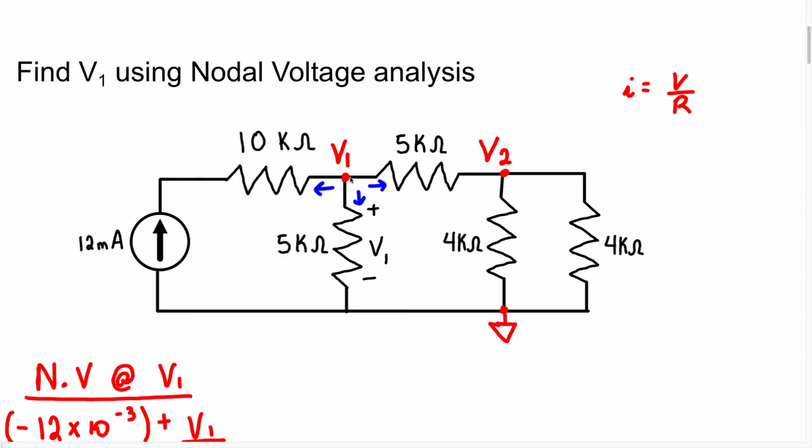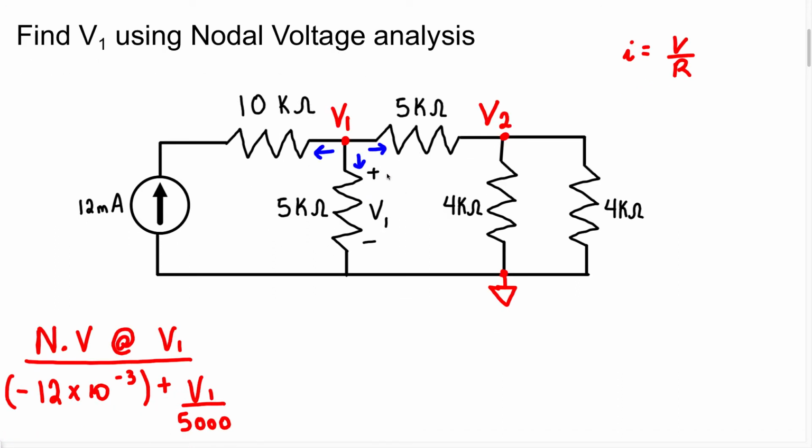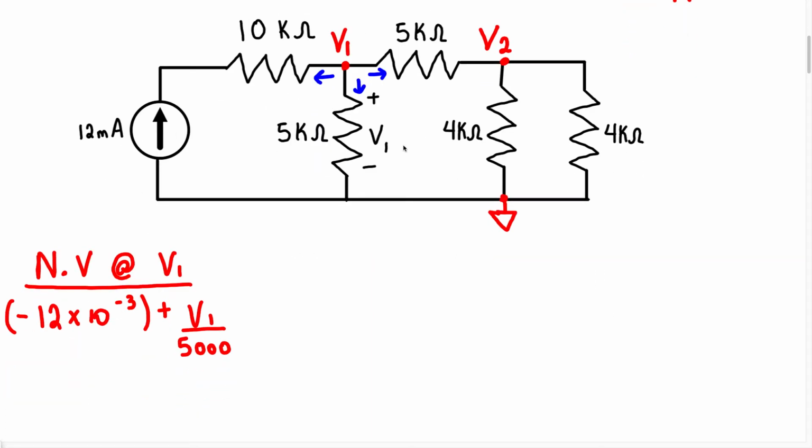Now we have a current in this direction here, so we're going to assume that the current is going to flow away from the node, so we're going to write it as plus the voltage at node 1 minus the voltage at node 2 divided by the resistance, which is 5,000. And all of that equals 0.